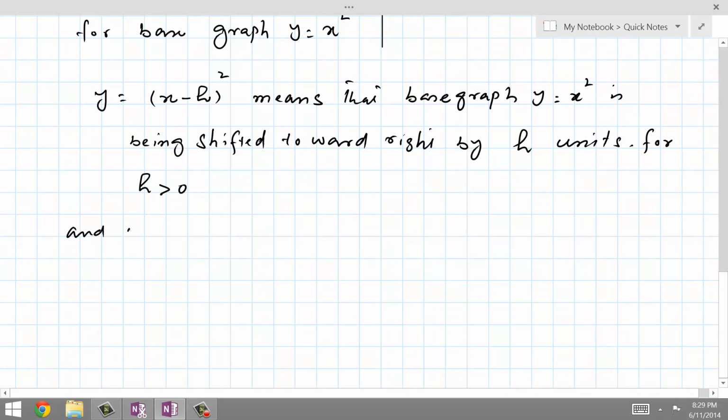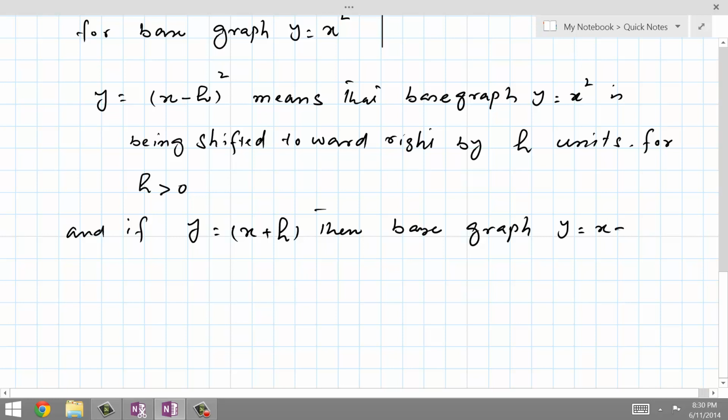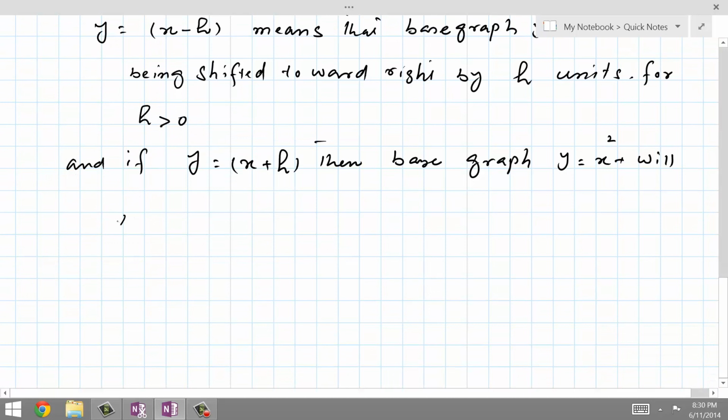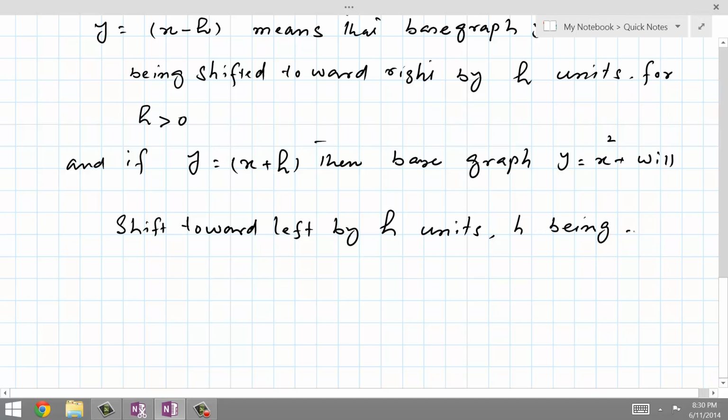And if y is equal to x plus h whole square, then base graph y is equal to x square will shift toward left by h units, h being positive again. So this is how the horizontal translation or horizontal shift works.